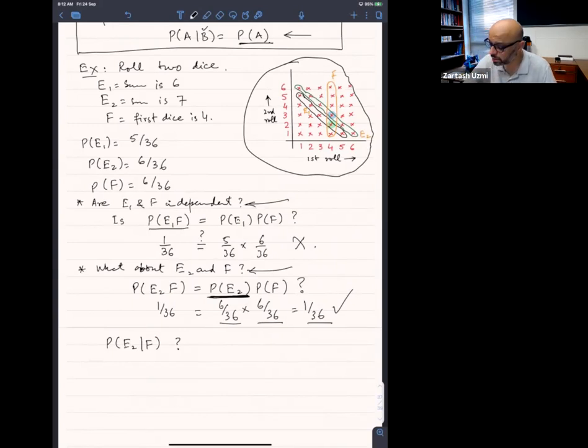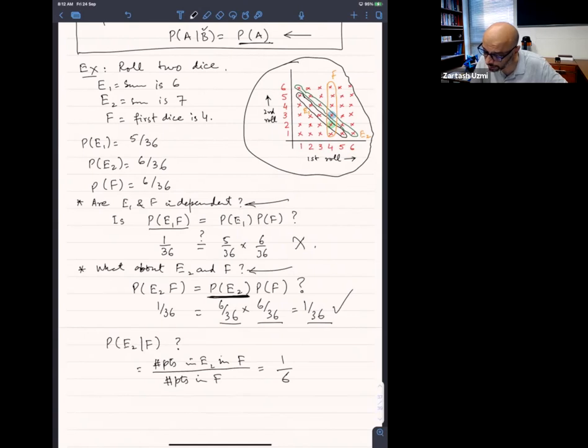E2 given F means number of points in E2 in the reduced sample space in F divided by number of points in F. We can do that because the outcomes are equally likely. If they are not, we will not be able to do that. So what is the numerator value? Numerator में क्या आना चाहिए? Number of points in E2 which also lie in F. This is 1 divided by number of points in F, which is 6. So this is equal to 1/6.